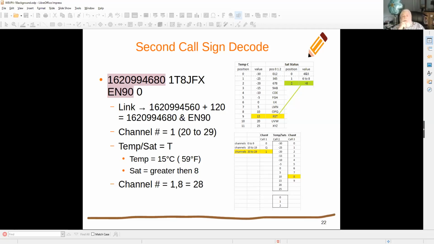And you can notice that the call, and this is what was actually received by WSPR, is 1T8JFX, EN90. So you can use a combination of the original timestamp plus 120 seconds, which would be 1620999-4680, and the EN90. Those 2 items enable us to identify that this is our phantom call, and this has encoded data.